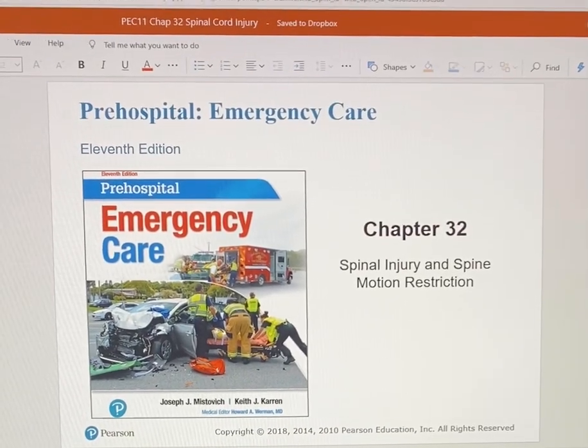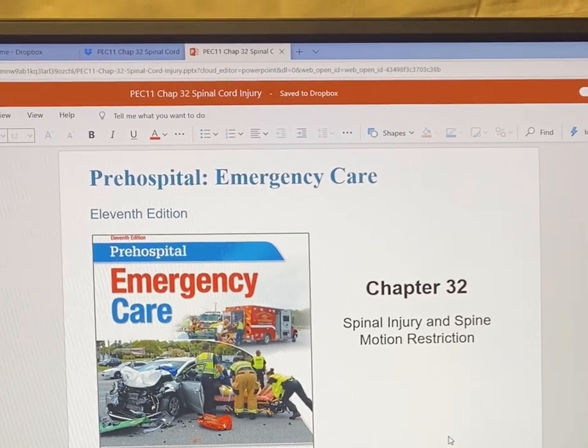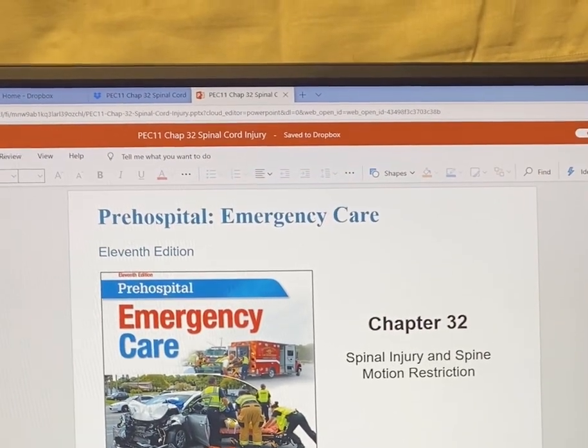Alright, guys, here's chapter 32: spine motion or spinal injury and spine motion restriction.